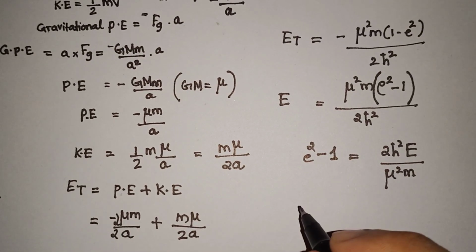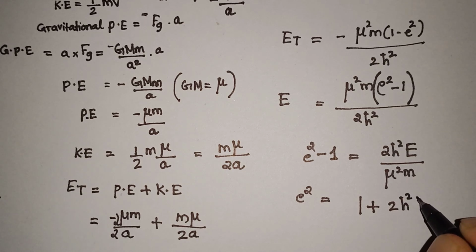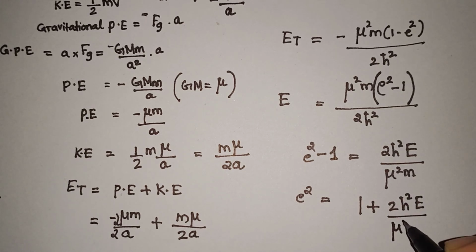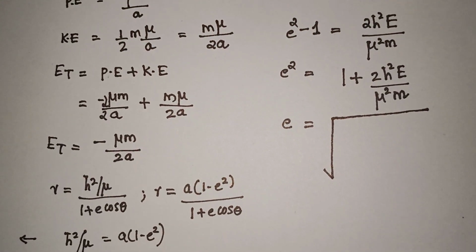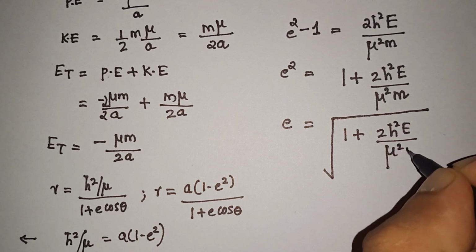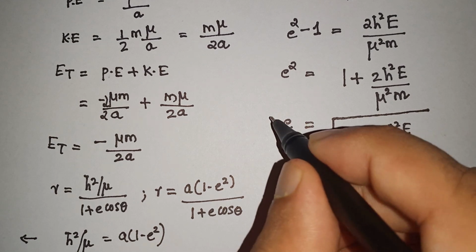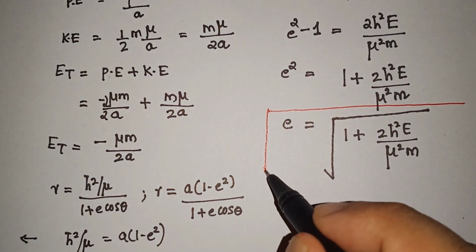On further simplification we get e square is equal to 1 plus 2h cap square divided by mu square m. Obviously there will be e, so 2h cap square e by mu square m you will get. Now then e is going to be plus or minus the square root of 1 plus 2h cap square e by mu square m. I don't want a negative quantity here, so I always go with the positive value. So you get 1 plus 2h cap square e divided by mu square m. Now this is called the orbital energy equation in terms of eccentricity. So this is also called an eccentricity equation in simple words. So this is going to be my eccentricity equation.